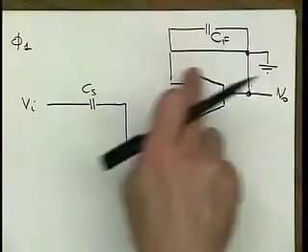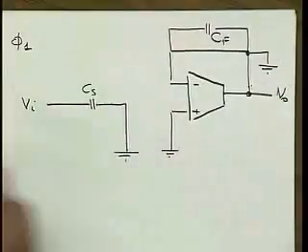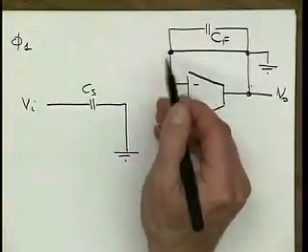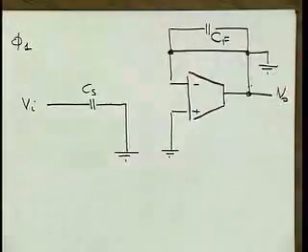Okay. So CF is short-circuited, which means that all the charge on it is dissipated in a switch. That switch gets a little bit warm.